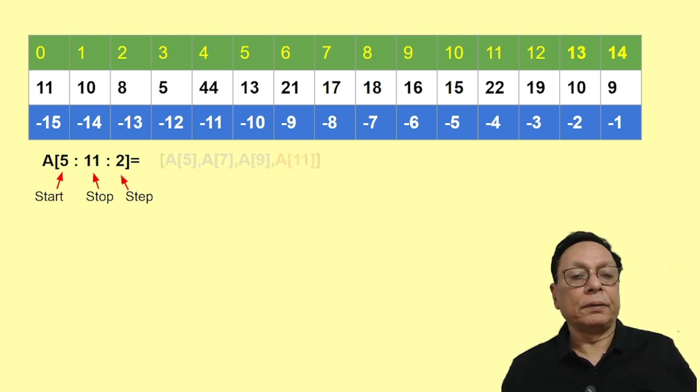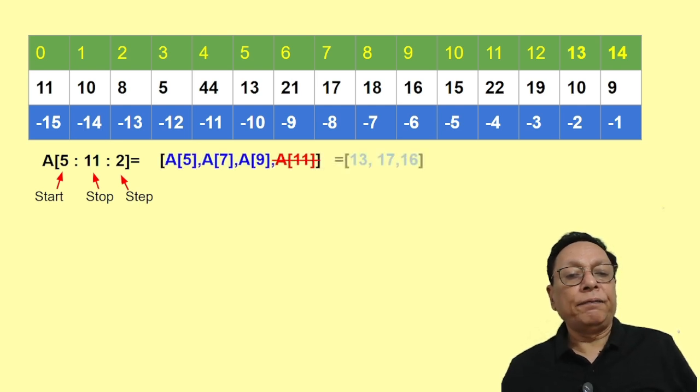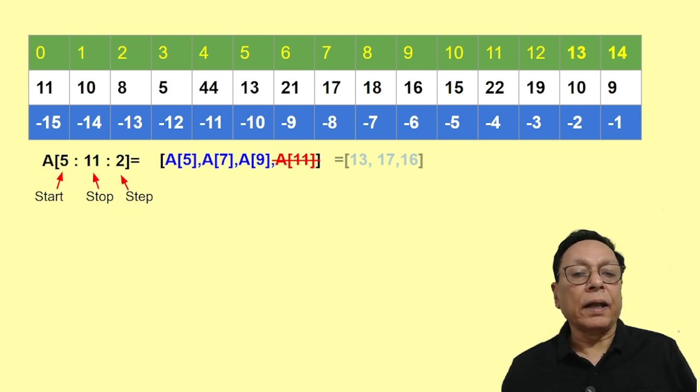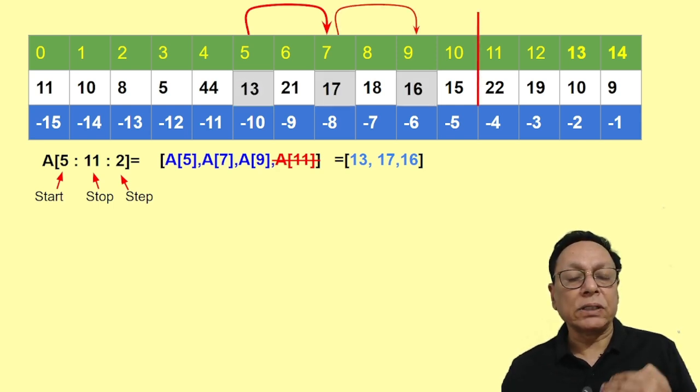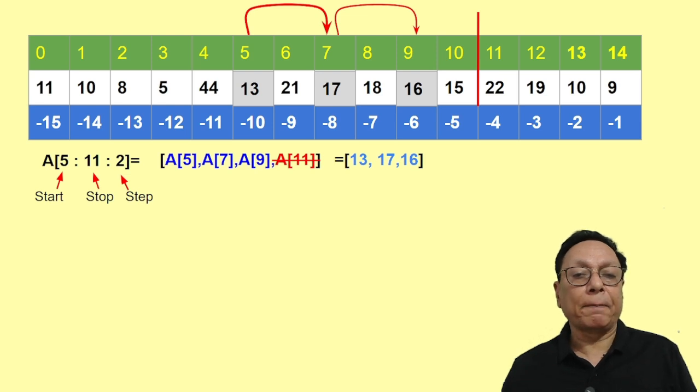So see here, A5, A7, A9, A11. So 11 we'll have to exclude. So values 13, 17, and 16 are in the slice. That's all.